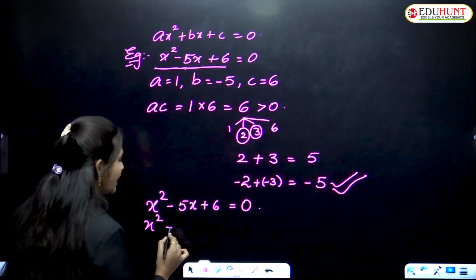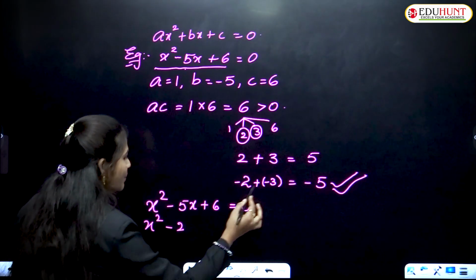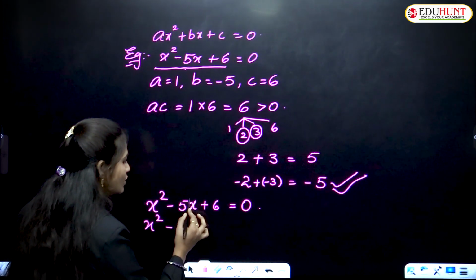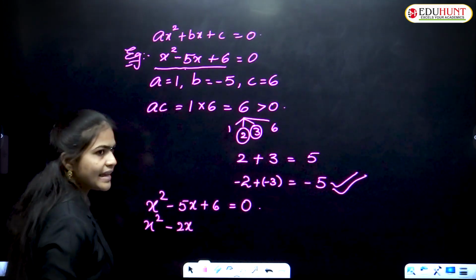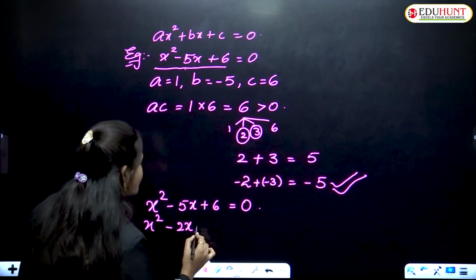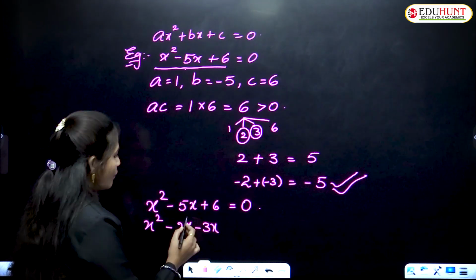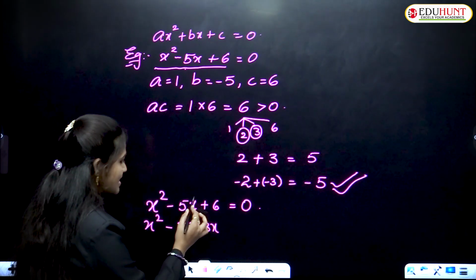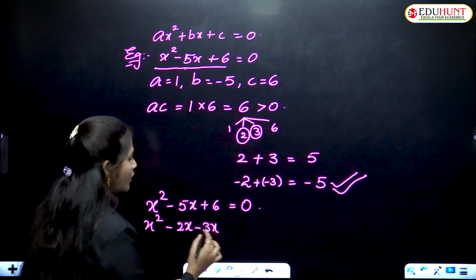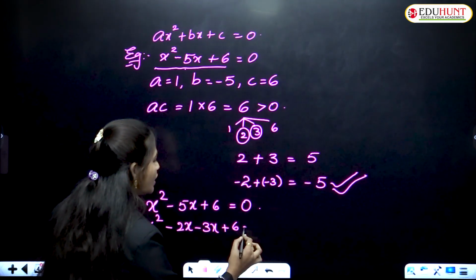Okay, so that's why here -2 and here -3. But here x is also there, no? So that's why here we write that x: -2x minus 3x. Am I clear to you? Why? Because here x is there, no ma'am. This term only we have written in this form. Okay. Plus 6 is equal to 0.